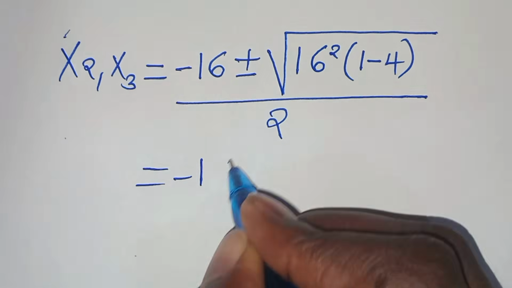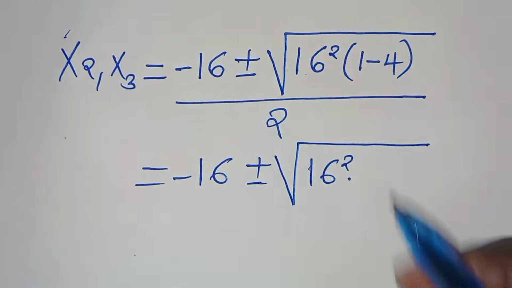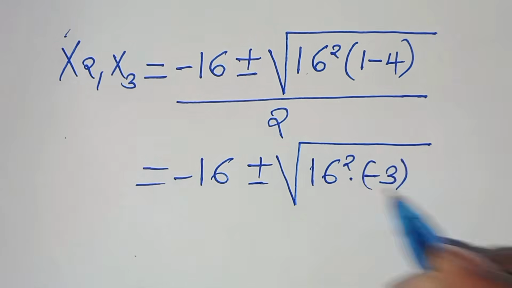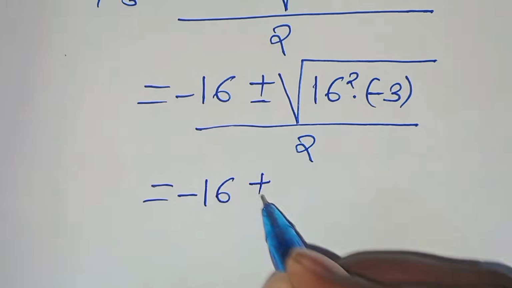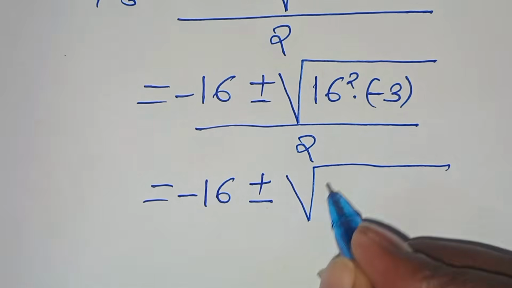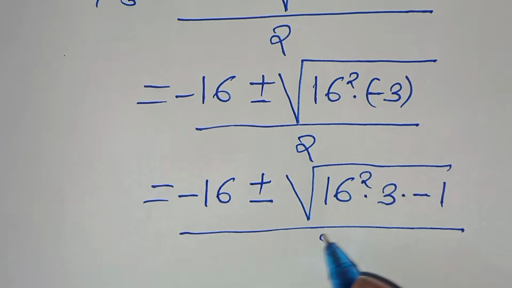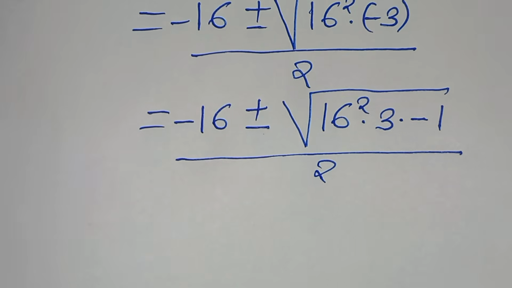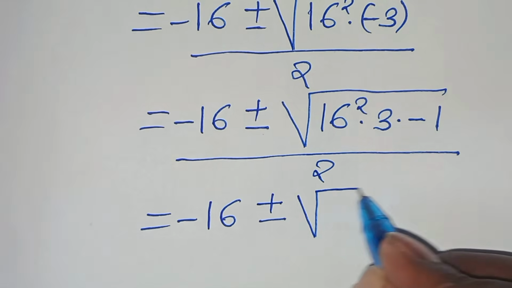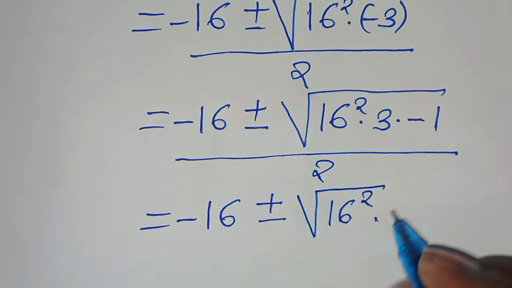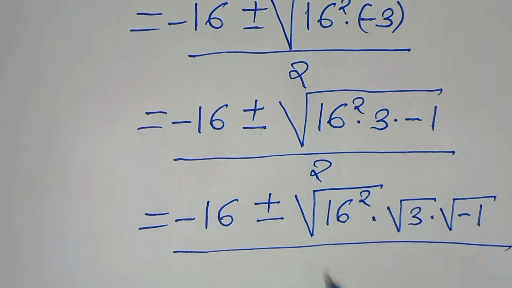So here we have negative 16 plus or minus the square root of 16 to the power of 2 multiplying by 1 minus 4, which is negative 3, divided by 2. So now we have negative 16 plus or minus. We can express this as the square root of 16 to the power of 2 multiplying by 3 multiplying by negative 1, divided by 2. So here we have negative 16 plus or minus the square root of 16 to the power of 2 multiplying by square root of 3 multiplying by square root of negative 1, divided by 2.